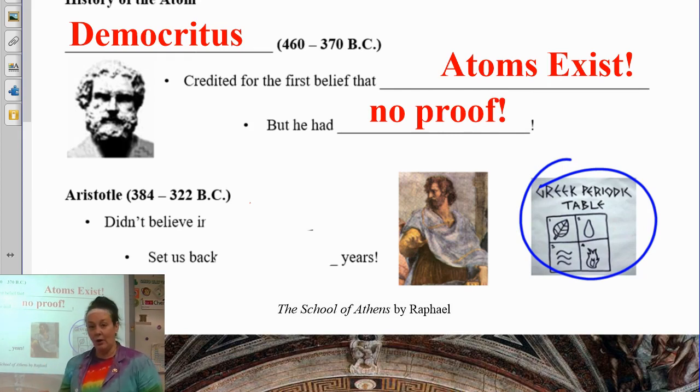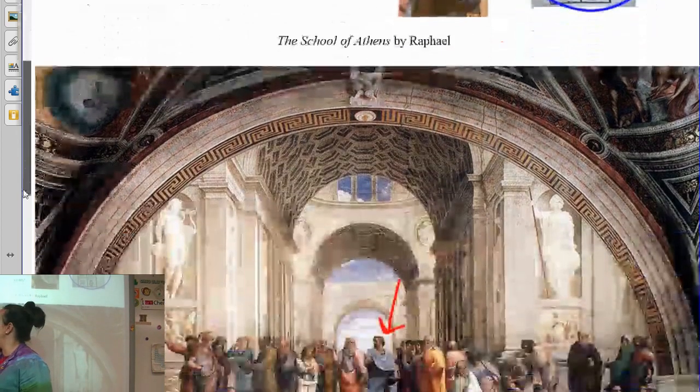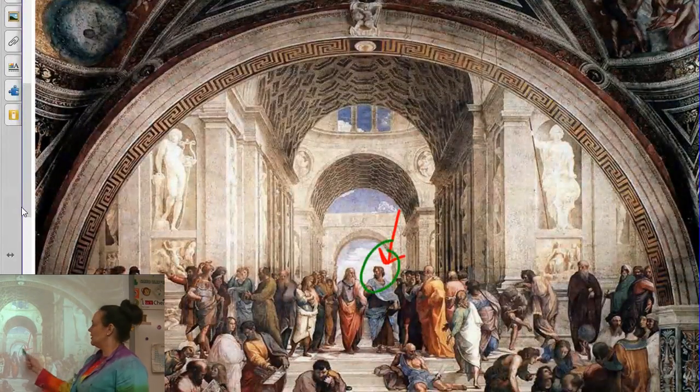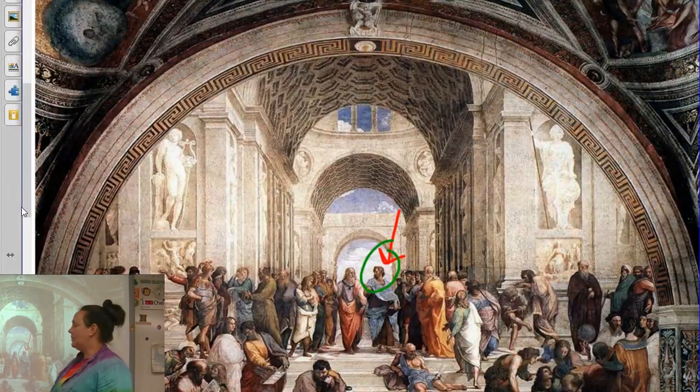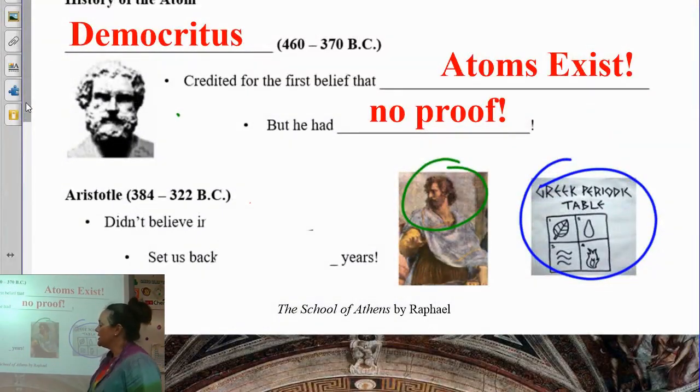Aristotle is not a part of our history of the atom in discovering anything. He kind of put the damper on it. Aristotle, you've probably heard of him, while you have not heard of Democritus. Aristotle is a very important guy. Here he is right here in this very famous picture, The School of Athens by Raphael. He was a very, very smart individual. He's the one in class that always got all the answers right.